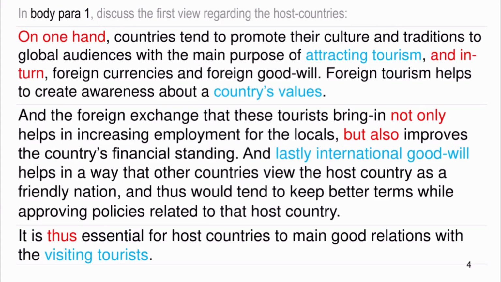And lastly, international goodwill helps in a way that other countries view the host country as a friendly nation and thus would tend to keep better terms while approving policies related to that host country. It is thus essential for host countries to maintain good relations with the visiting tourists.